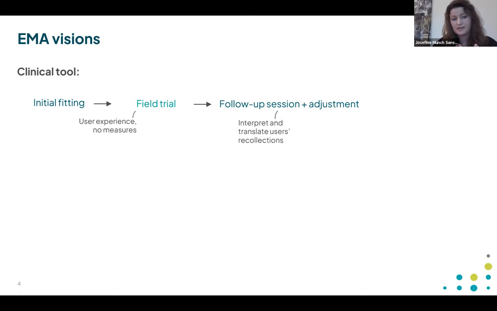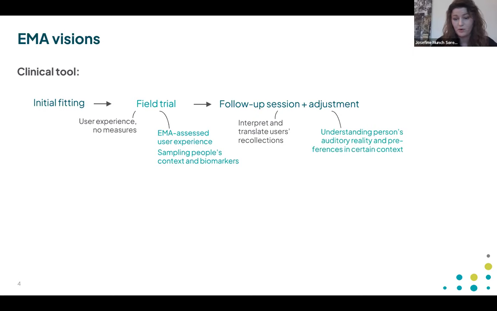So if we instead introduce a field trial after the initial fitting, where we can have people fill out EMAs out in the real world and simultaneously sample the acoustical context that people find themselves in, and also log other biomarkers, such as, for example, pulse to indicate people's stress level in a certain situation, then we can try to map out people's auditory reality and experiences in those situations. And if we could present this in some aggregated form to the clinician, then they could use that as a more informed discussion to assess the user's needs that they could then adjust the hearing aids to.